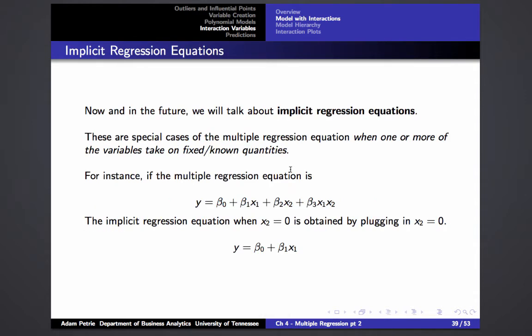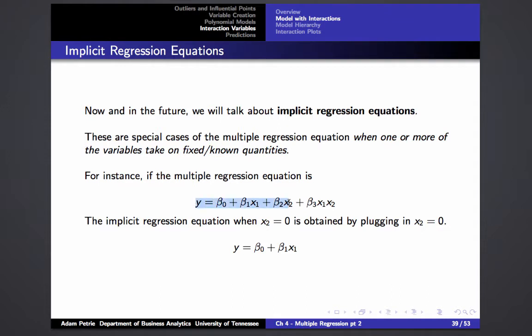But let's talk about what we can do with an interaction, how we can learn what the interaction is telling us. So when we fit an interaction in the model, what we often do is look at the model's implicit regression equations. The implicit regression equation is just a special case of the multiple regression equation when one or more of the variables take on fixed or known quantities.